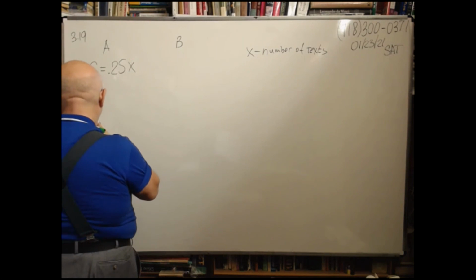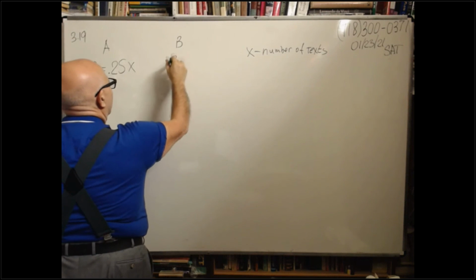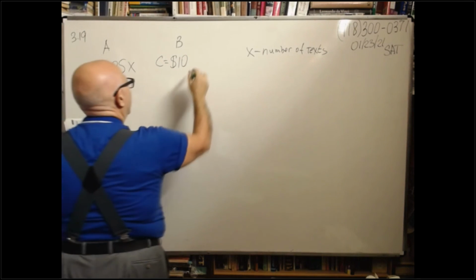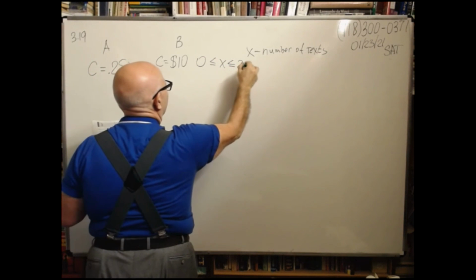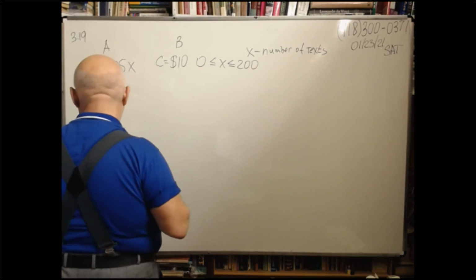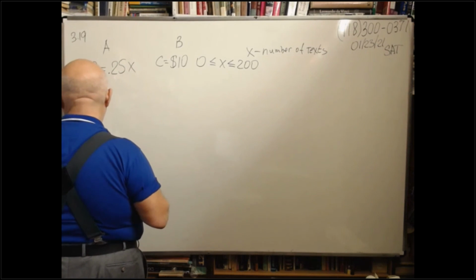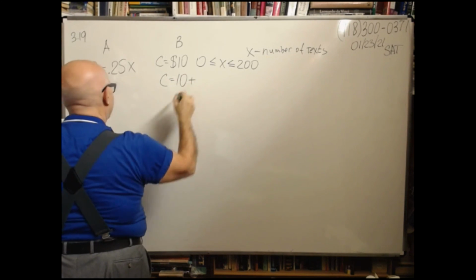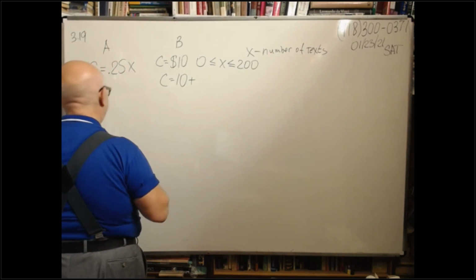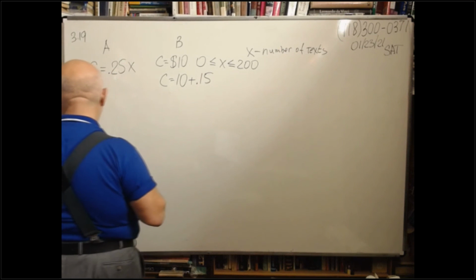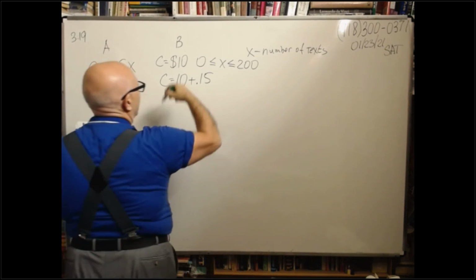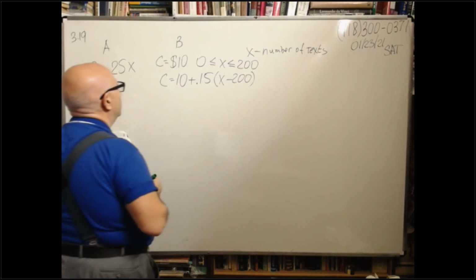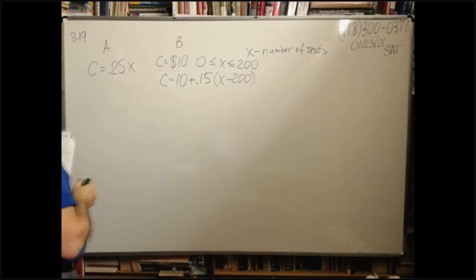and look how they represent it. $10. You pay $10 cost if you have between X and 200. But if you have over 200, the cost would be 10 plus 0.15. They said, since you already pay for 200, it's over 200, X minus 200. We have two plans. This is how they work. We understand this. Let's solve 319.